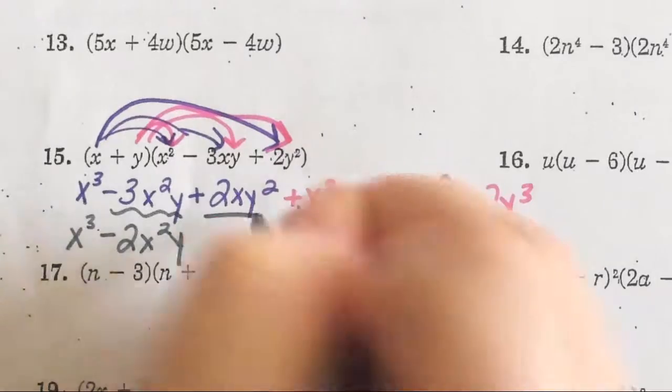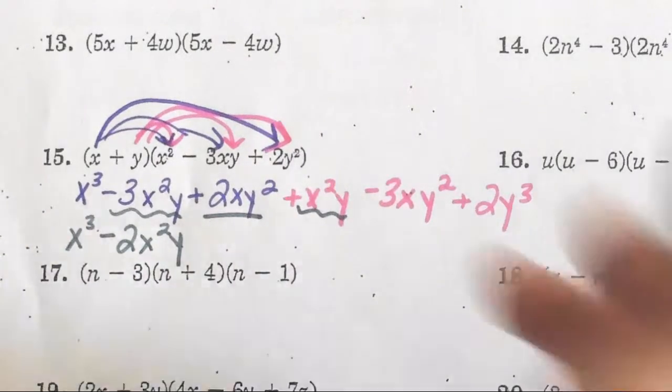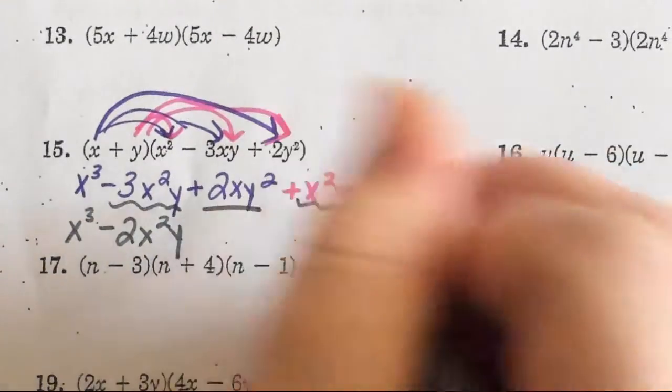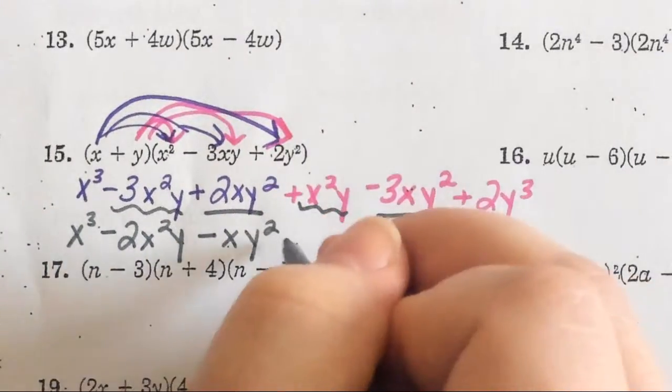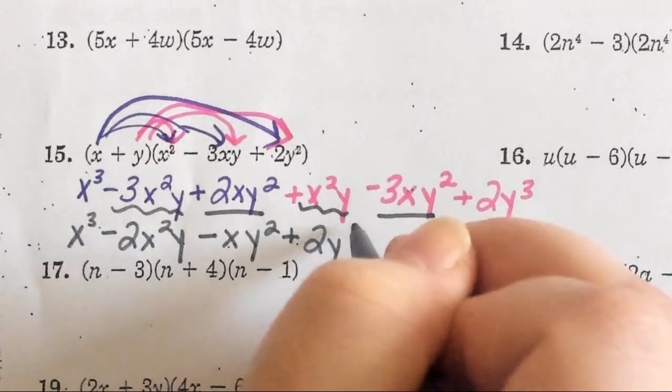Who goes with 2xy squared? Yes, they have the same exponents. 2 minus 3 is negative 1, so negative xy squared. And then this last guy, the y cubed, does not have a match.